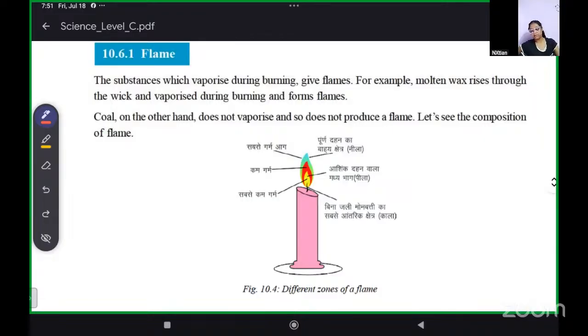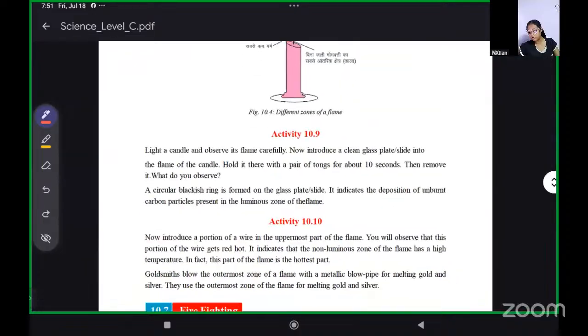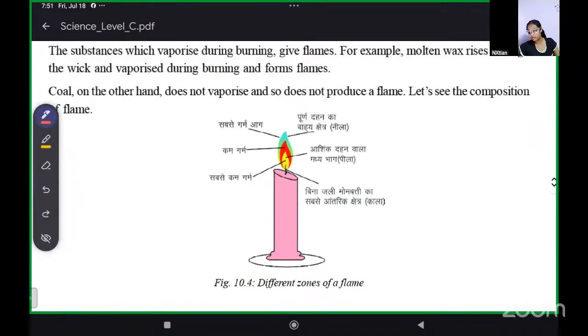This is the composition of a flame, the different zones of a flame. Shall I show you an English diagram? Yes, ma'am. Okay.